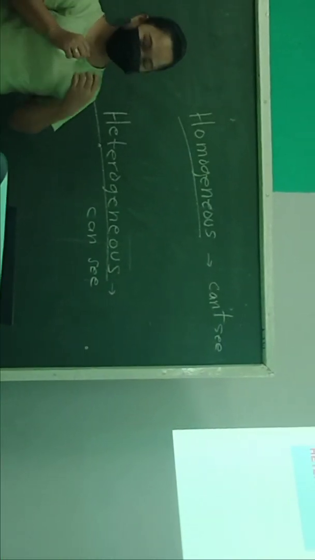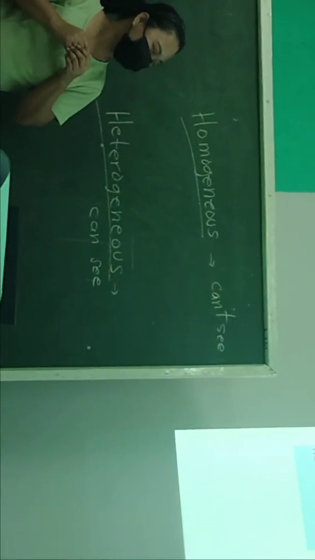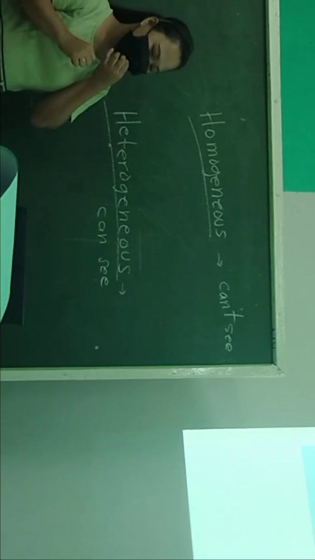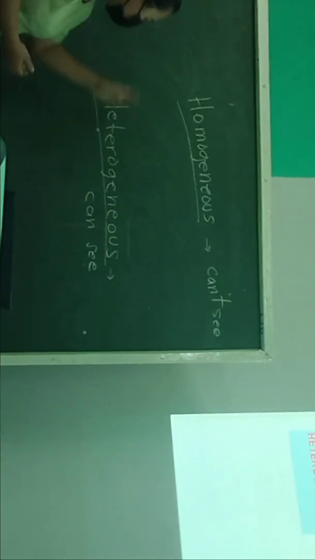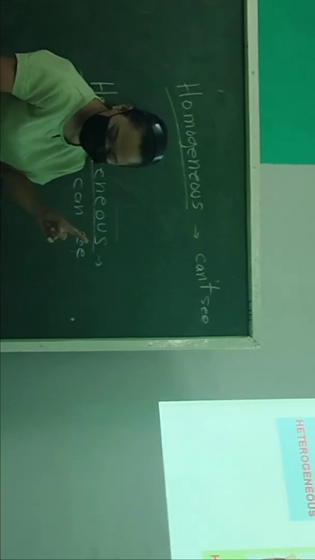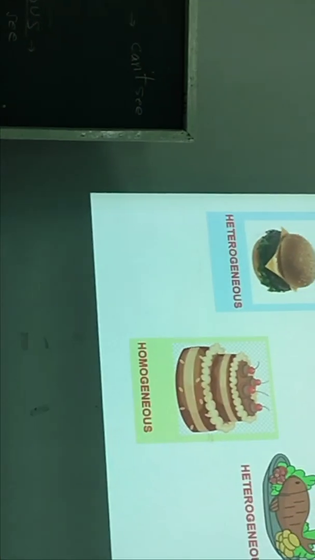Another one. Fish. Hetero. Why hetero, Ayan? Because it's a combination of two or more substances. Why do you think it's heterogeneous? Because we can see the substances together. Yes, okay, very good. Last one.